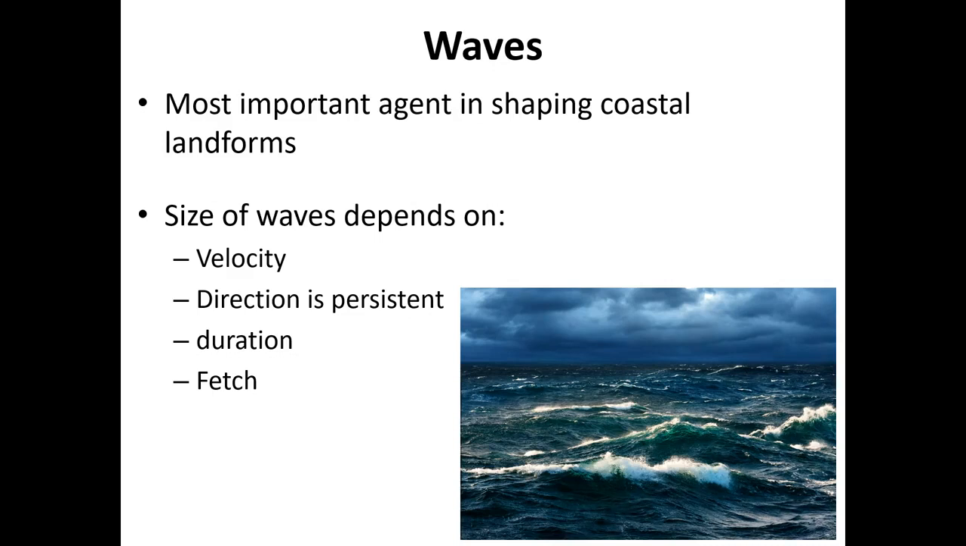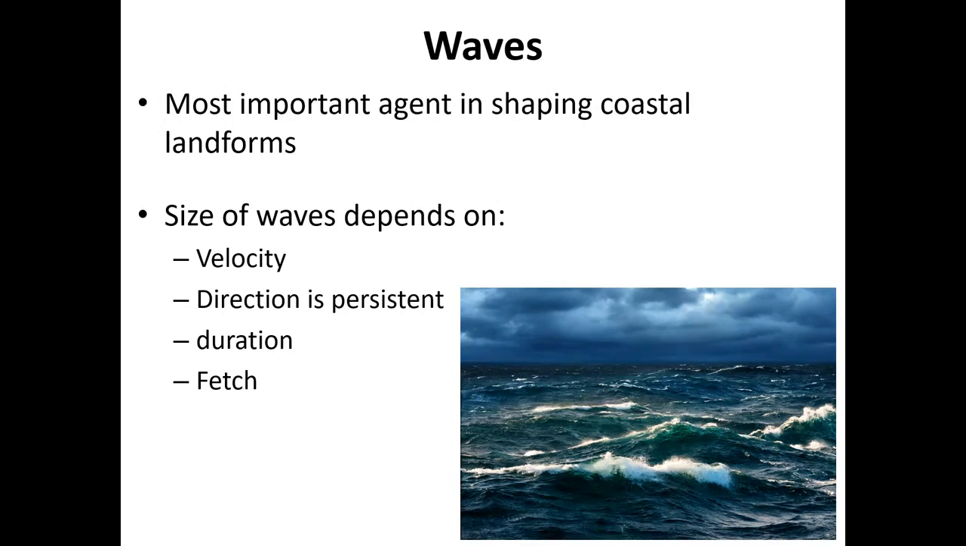So waves are a really important part of coastal landforms. This is the most important agent forming the different landscapes you see along the oceans. Waves depend on the velocity, that's the speed, the direction and persistence of the waves. If you have an area where waves are coming from a specific direction continuously, that can influence the landscapes. The duration, how long the waves last. You might have strong waves, but they might not last real long.